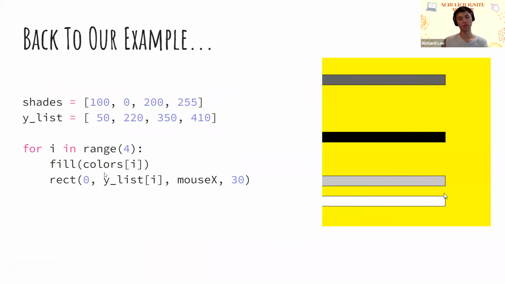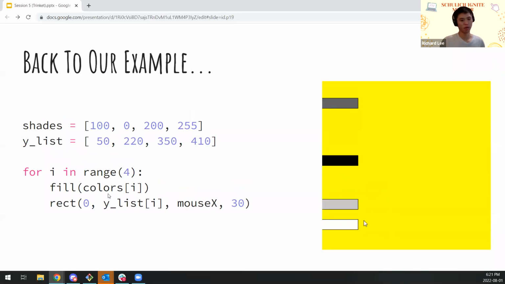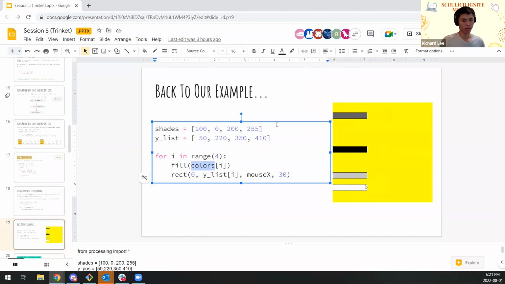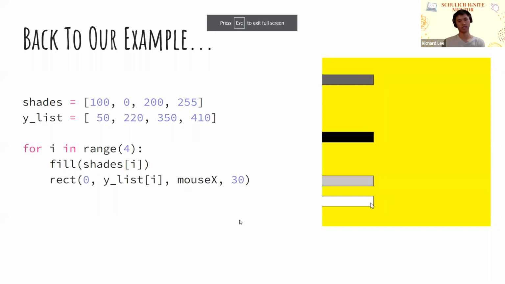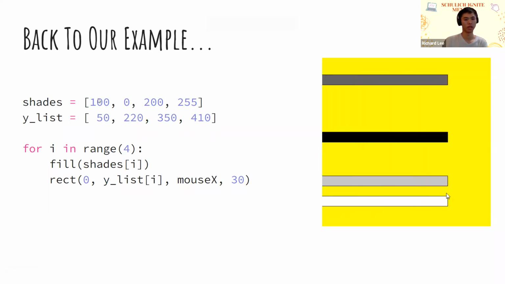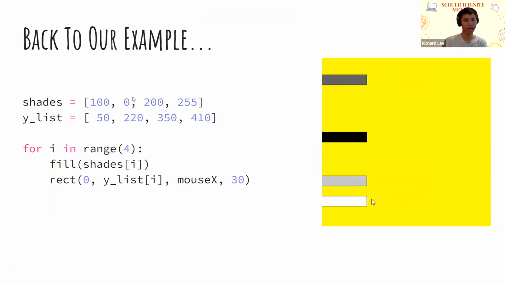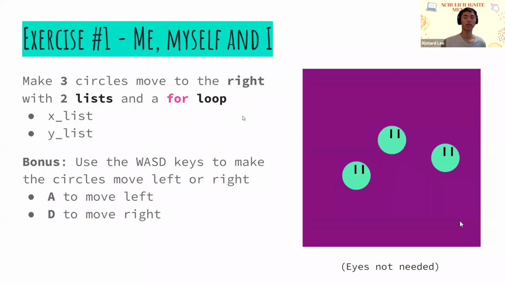We're going to set the fill to, oh, does that say colors? Oh yeah, that's a typo on my end here. I'm sorry. That's supposed to say shades, just like that. We'll just ignore that little detail. So we'll fill the shade to be 100 with the Y position of 50. Then use the next shade of pure black, 0, at the Y position of 220. And we're just going to keep on working our way through this list.